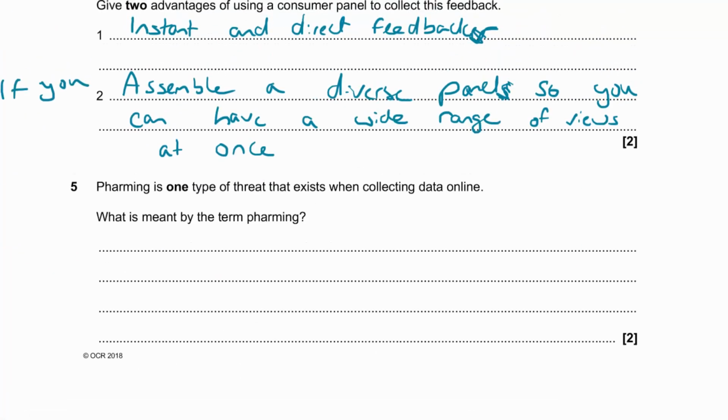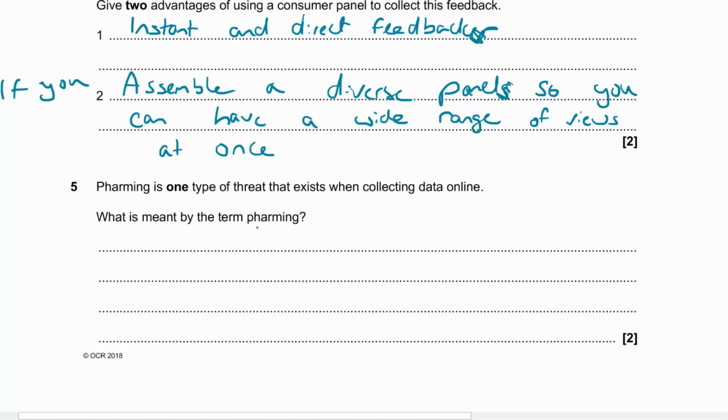Now, because we're bouncing around quite a lot in this first section, we are told that farming is one type of threat which exists when you're collecting data online. What is meant by the term farming? So farming is arguably a type of social engineering where an attacker is trying to manipulate a human to fall for giving up some personal information.